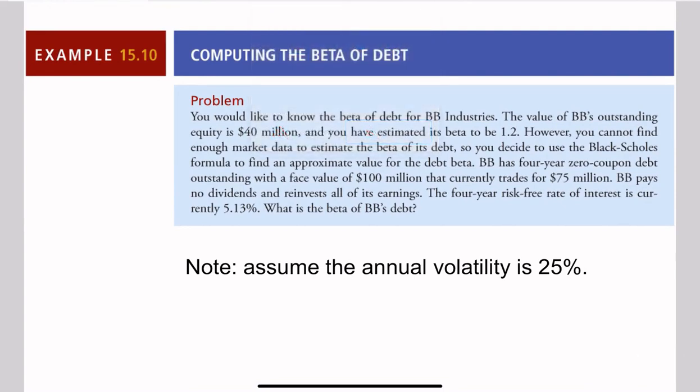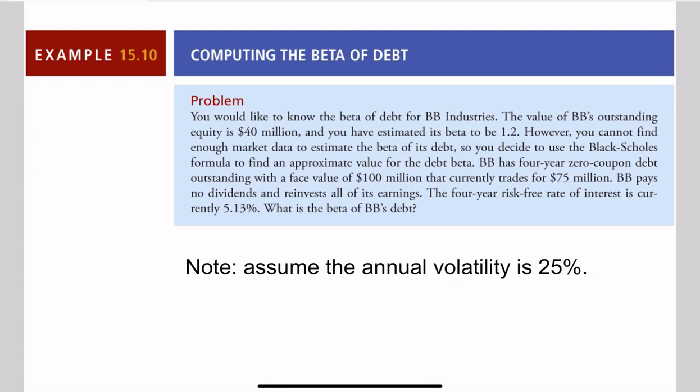You would like to know the beta of debt for BB Industries. The value of BB's outstanding equity is $40 million, and we have estimated its beta to be 1.2. You cannot find the market data to estimate the beta of its debt. So you decide to use the Black-Scholes formula to find an approximate value for the debt beta. BB has 4-year zero coupon debt, and this debt has a face value of $100 million. And the market value of the debt is $75 million.